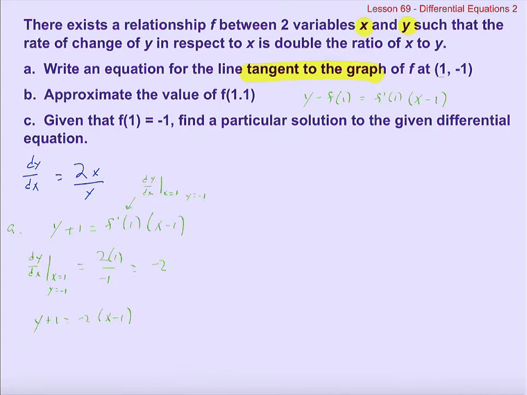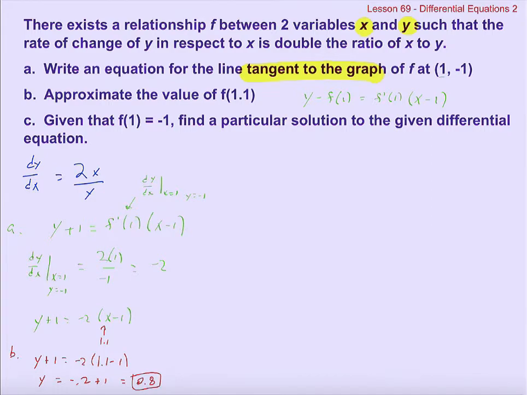Part B asks me to approximate f of 1.1. Well, what that would mean is when x is 1.1, use the tangent line to approximate what y would be. y plus 1 equals -2 times 1.1 minus 1. So that's y equals -2 times 0.1, which is -0.2, plus 1, which is 0.8. And that would be not exactly what y is when x is 1.1, but it's our approximation based on the tangent line.